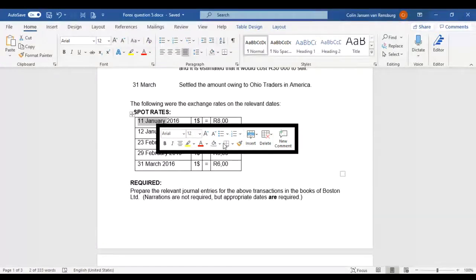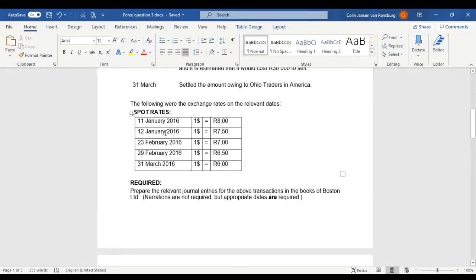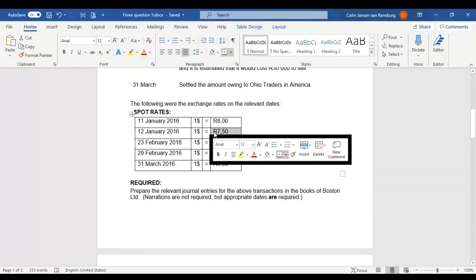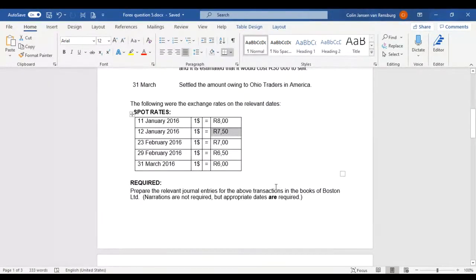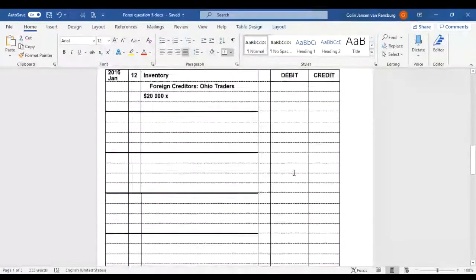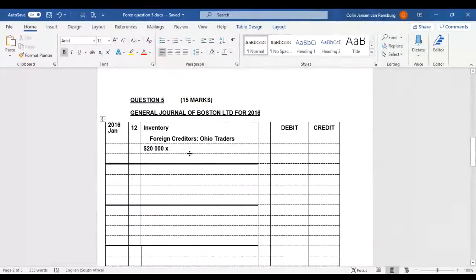But we became responsible for the goods on the 12th of January when the goods were actually loaded on board the ship in the foreign port. So on that date, the exchange rate was, here we go, 7 Rand 50. 7 Rand 50 to the dollar. So each dollar would have cost us 7 Rand 50 if we had to buy a dollar on that date, which we don't. We are just recording a purchase, right? Okay, so let's go to our journal. So that will be multiplied by 7.50.